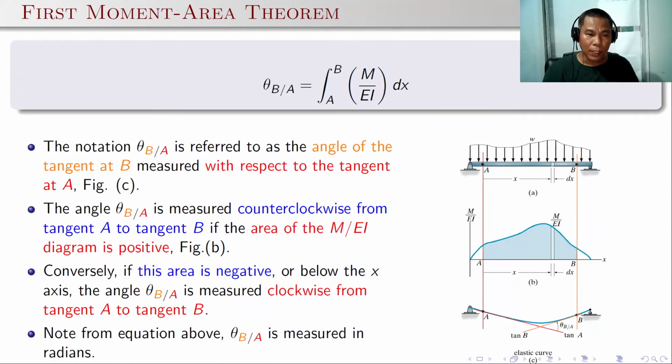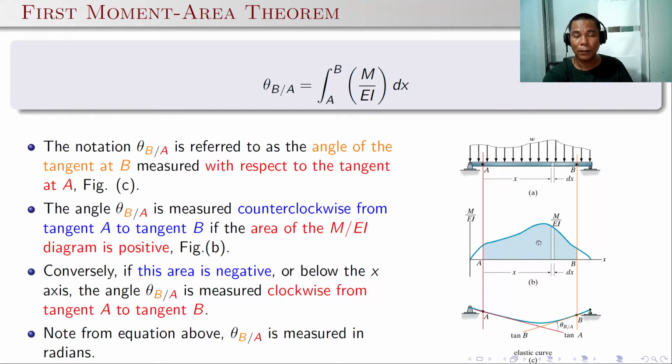Also, the notation theta B with respect to A is referred to as the angle of the tangent at B measured with respect to the tangent at A. So this is what I was saying earlier. The angle theta B with respect to A is measured counterclockwise from tangent A to tangent B. This is positive if the M over EI is positive.